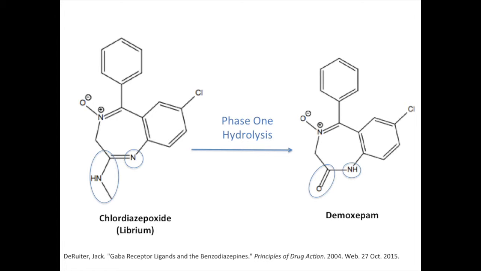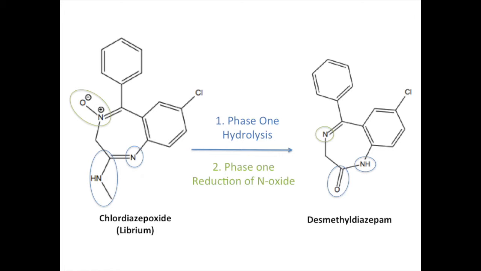Chlordiazepoxide can also undergo phase 1 hydrolysis to form its active metabolite, demoxepam. If it were to undergo phase 1 hydrolysis and phase 1 reduction of N-oxide, then the active metabolite, desmethyldiazepam, would be formed. Many metabolic reaction pathways are possible.